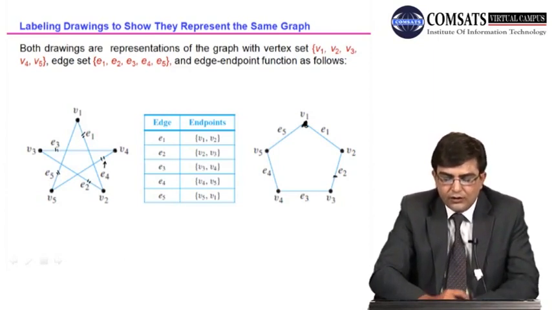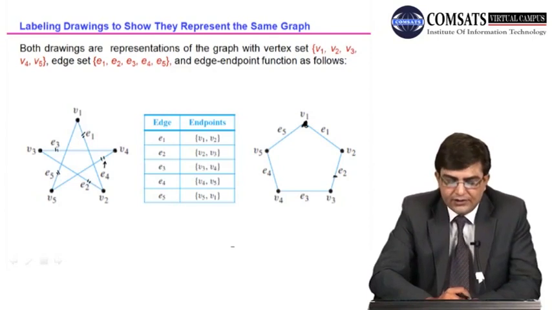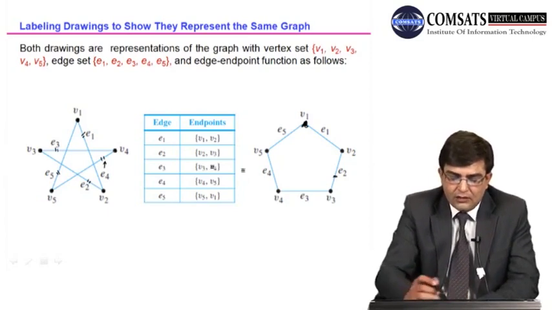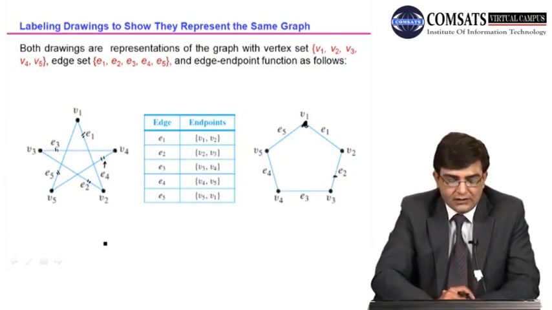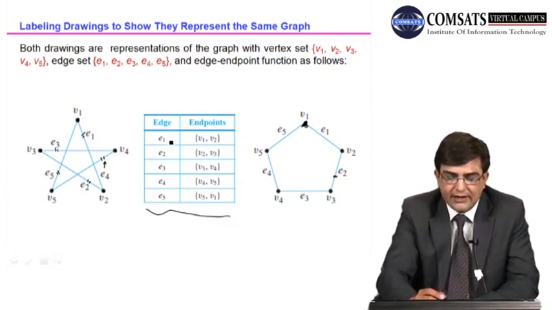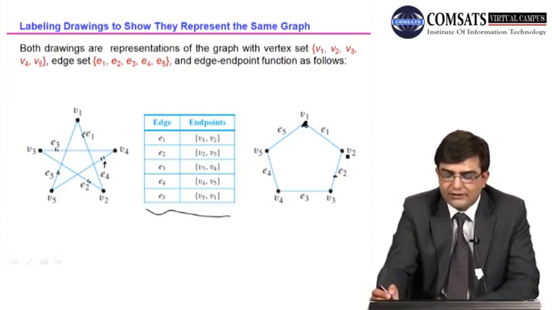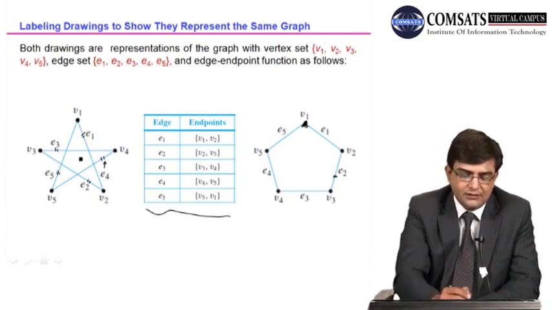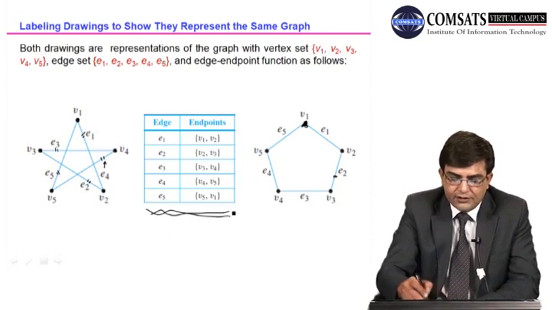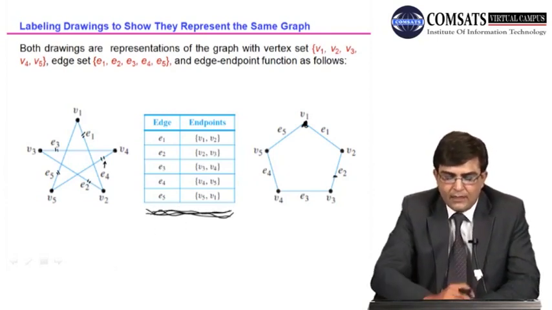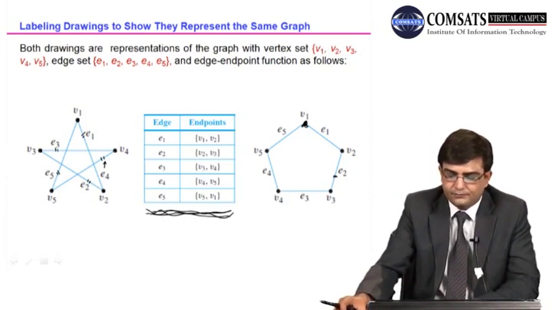Now we construct the edge endpoint function, that is the table which shows the edge endpoints. We can see that both graphs will give us the same edge endpoint function. E1 is the edge which connects v1 v2 here and here also. E2 is the edge which connects v2 and v3 in this graph and also in this graph. So we can see that all the information on both graphs is the same by constructing the edge endpoint function.